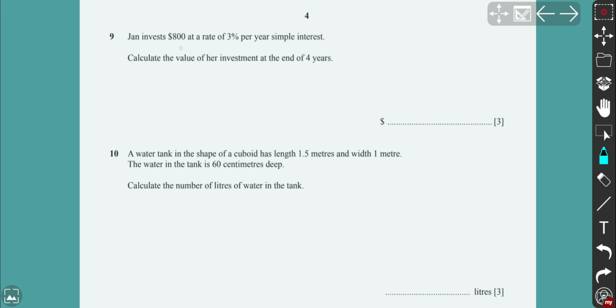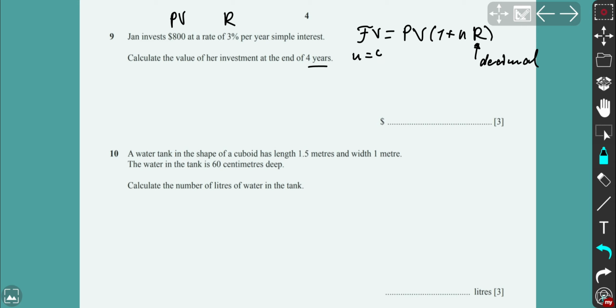So Jen invests $800K, rate 3% per year, simple interest. All right, once you hear simple interest, it means that any future value of the account is going to be the present or current value times 1 plus the number of periods times the rate, where the rate is expressed as a decimal. So you need to convert the percentage into a decimal. You've got rate 3%, initial or present value 800, and 4 years means n equals 4.